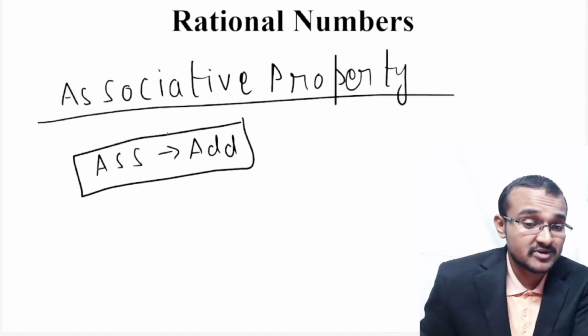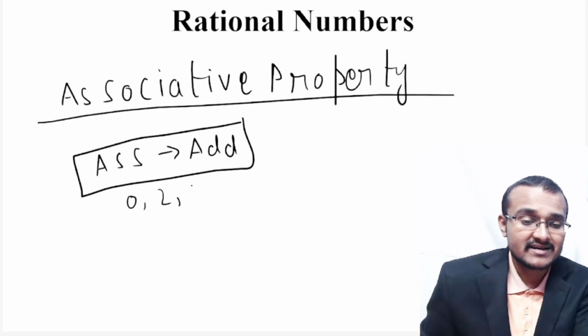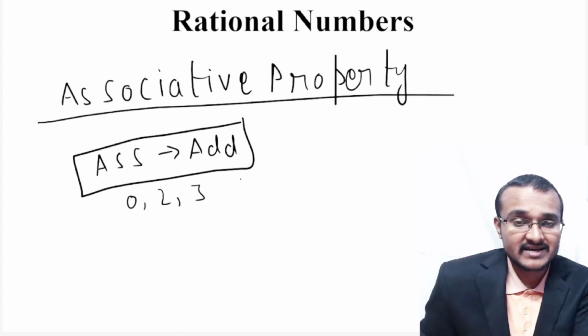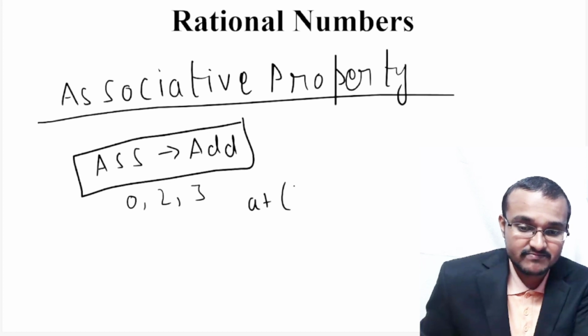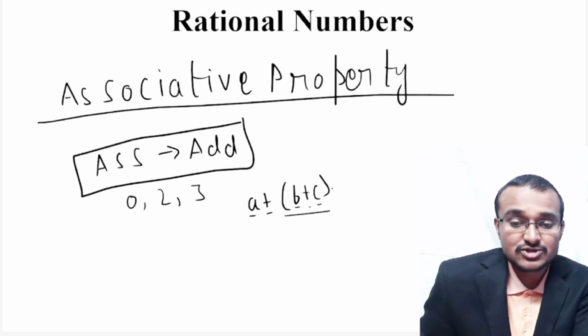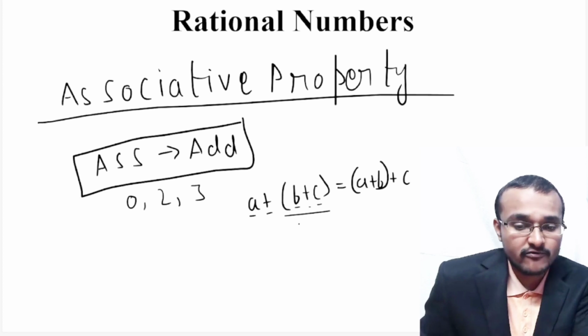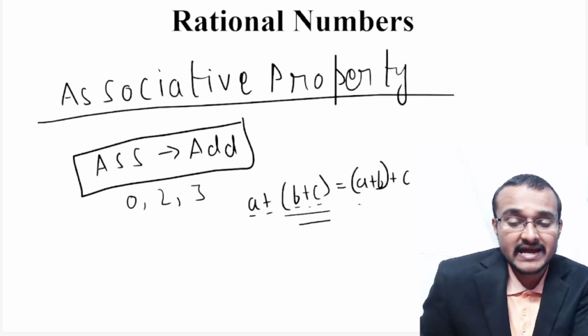Let us see whether the associative property under addition for whole numbers is satisfied or not. Let us consider 0, 2 and 3 as our examples for whole numbers. For the associative property under addition, there is a condition: A plus of B plus C, where B plus C is inside the bracket and A is outside the bracket, should be equal to A plus B, where A plus B is inside the bracket and C is outside. So A plus of B plus C should be equal to A plus B of plus C.